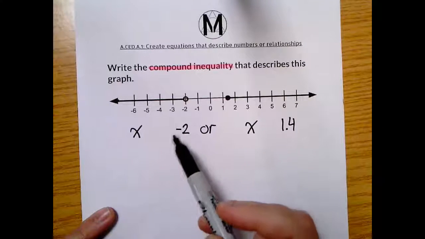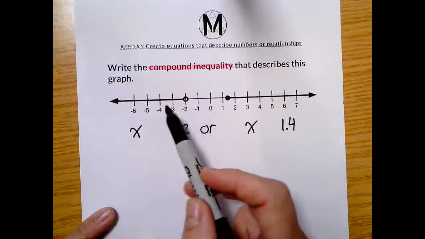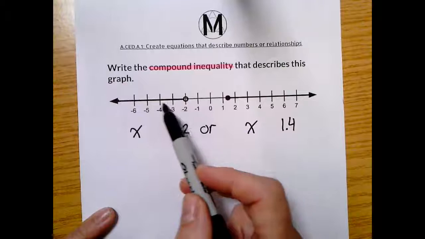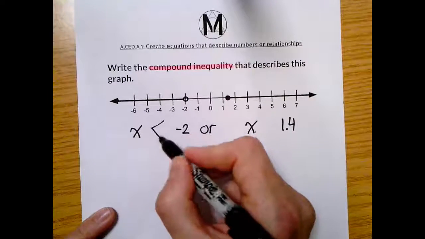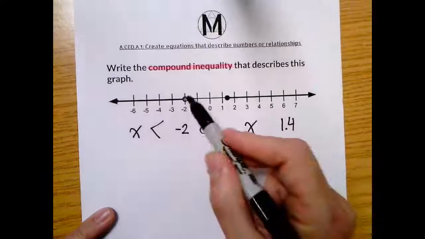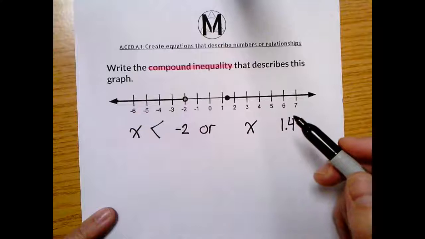Let's tackle this inequality first. If you look at this, it's saying this x value is going to be what? It's going down, it's going down, it's going down. So all of this over here, this x must be smaller than -2. And because this is open, it's not colored in, you do not put the equal line.